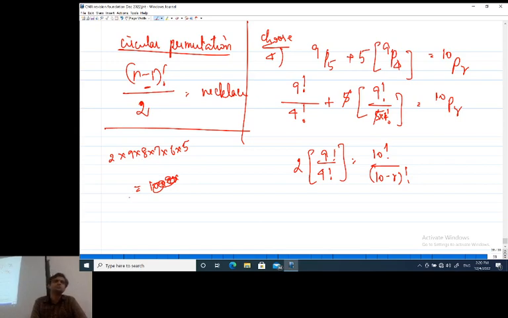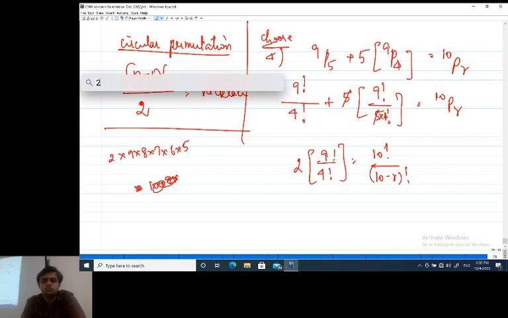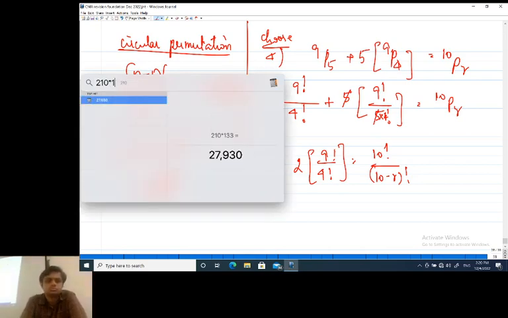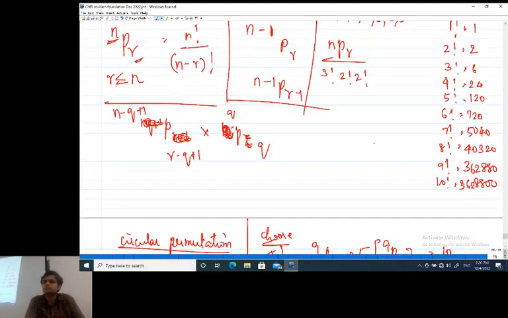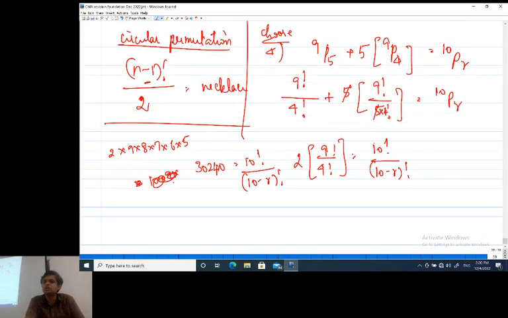என்ன வருது? மல்டிப்ளை பண்ண 30, 210 into 144 எவ்வளோ? 30,240. This is equal to 10 factorial by 10 minus r the whole factorial. Now 30,240 factorial table எங்க வருது? எங்கேயுமே வரல.